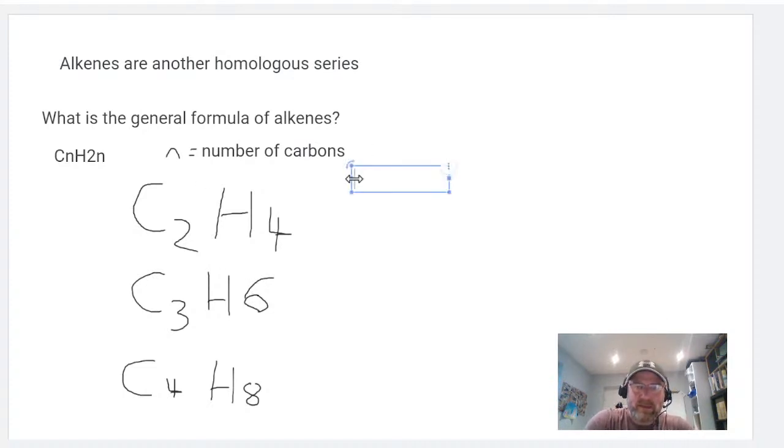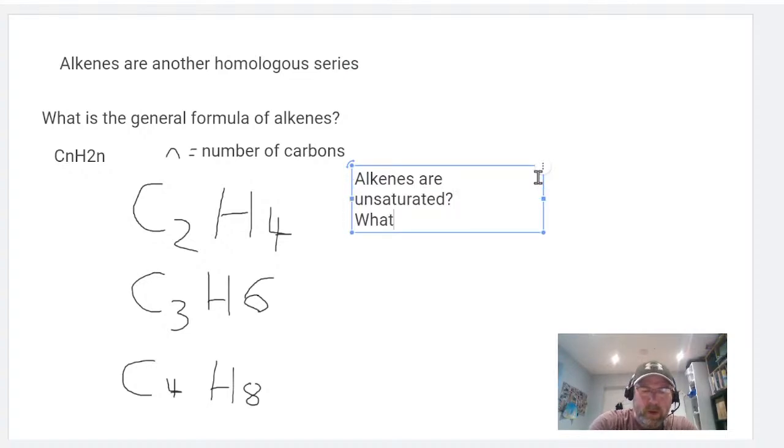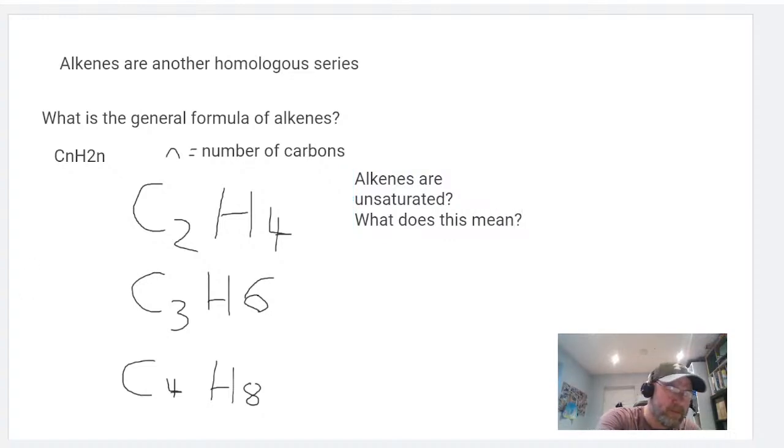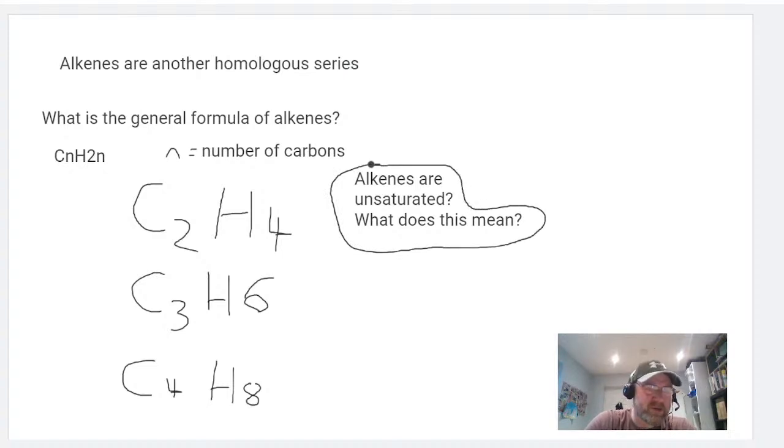So alkenes, and I'll just write it here. Alkenes, I can't even spell. Alkenes are unsaturated. Alkenes are unsaturated. What does this mean? Alkenes are unsaturated. What does that mean, guys?